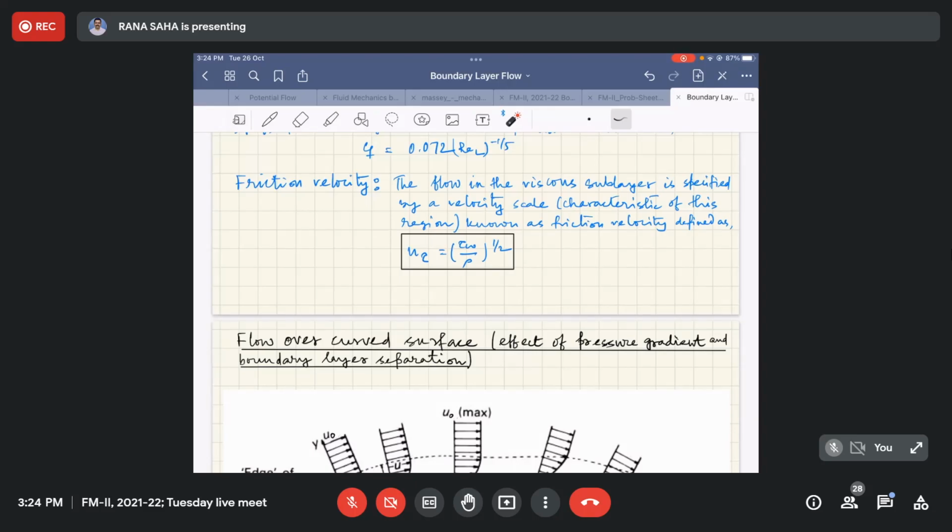So one may ask why we are interested to find out this shear stress on the wall, because the answer is, let me have some idea from you first. Why are we going to find out this wall shear stress for this boundary layer flow? What is the purpose? What may be the purpose?